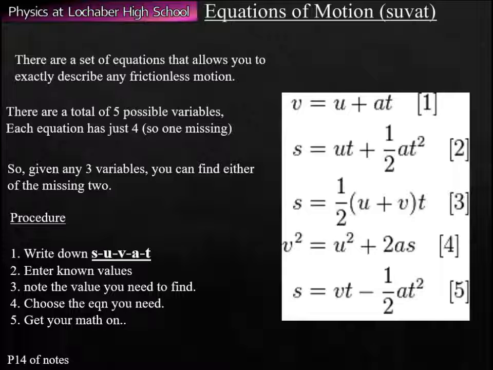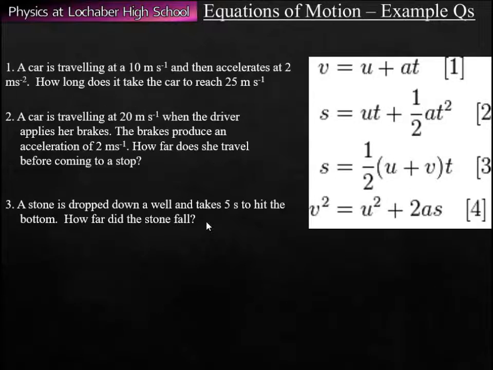You then consult your memory or your equation list and try to figure out which one of these 5 equations has what you need as well as what you have, and does not have any variables that you're not interested in. Once you've got that, you carry on as usual. So here are 3 examples. I'll show you each of them as part of this presentation, and then there'll be some other ones for you to practice with later.